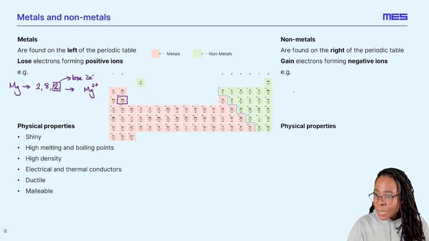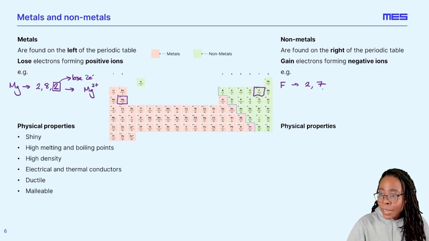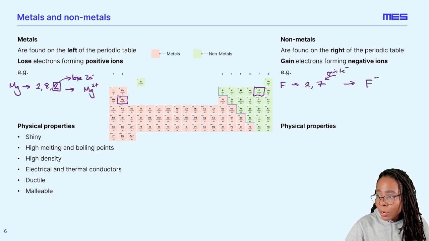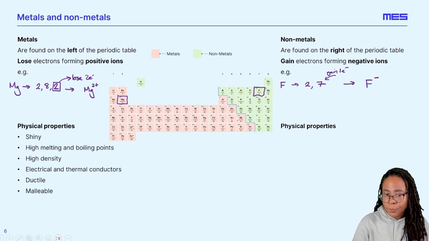They're found on the right-hand side of the periodic table. They gain electrons to form negative ions. So, for example, if we take fluorine, fluorine has the electron configuration 2, 7, 7 electrons in its outer shell. So in order to achieve a full outer shell, it's going to have to gain 1 electron to bring it up to 8. And that would give us a negative ion, 1-, because we've now got an extra negative electron.